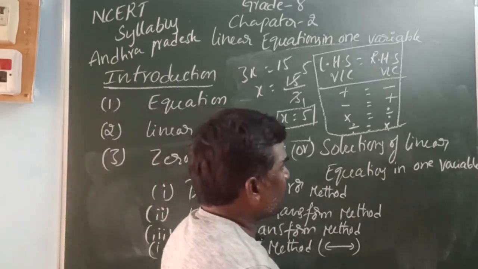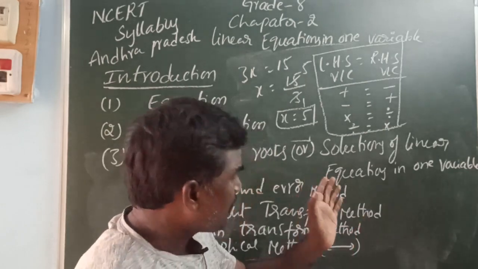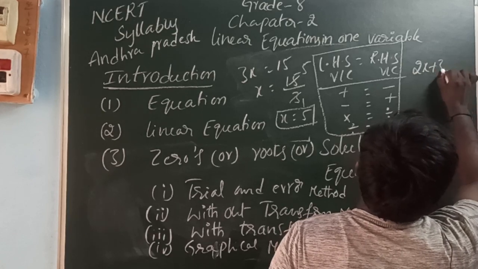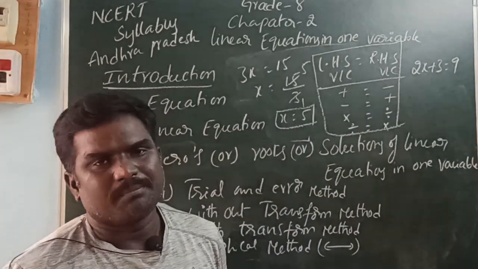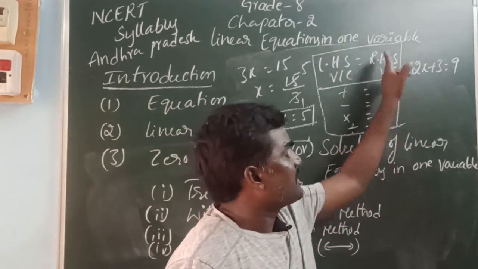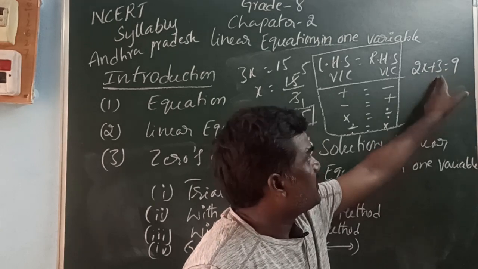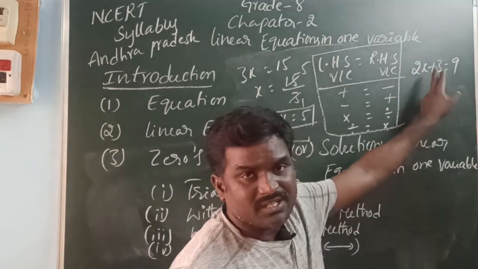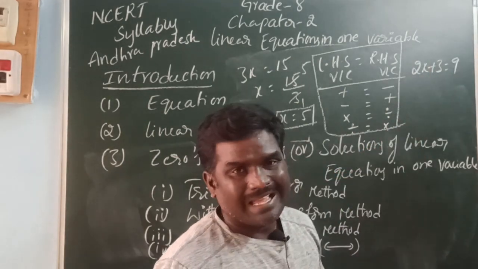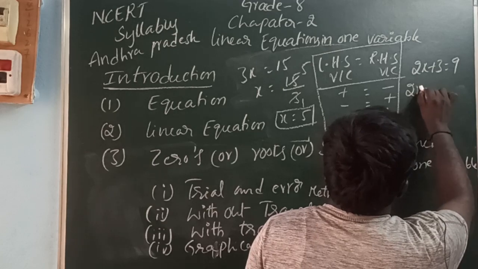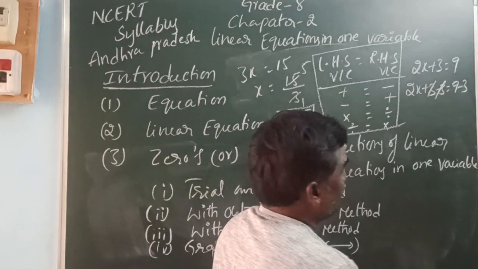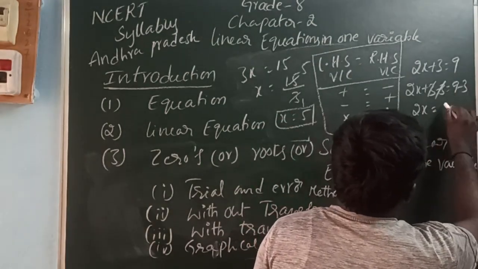Next, the without transform method means solving without transposing. For example, 2x plus 3 is equal to 9. What is the variable here? x. But x is combined with a constant using the binary operations plus and into. Plus 3 is there. How can we remove the plus 3? By adding minus 3 on both sides. That is 2x plus 3 minus 3 is equal to 9 minus 3. Plus 3 minus 3 cancel. Then 2x is equal to 9 minus 3, that is 6.